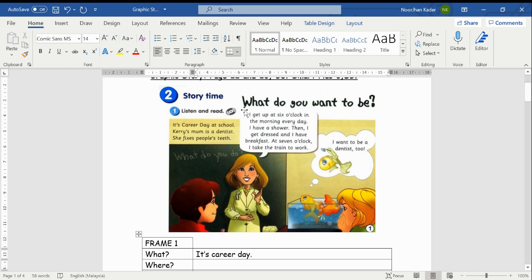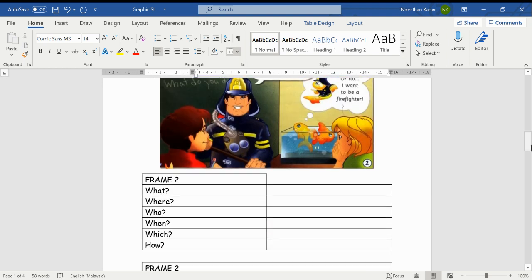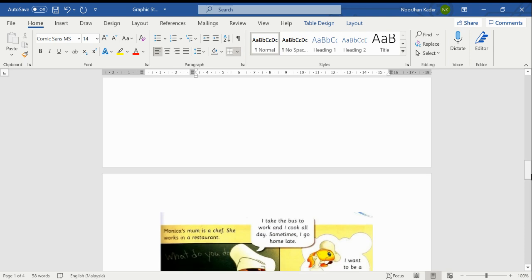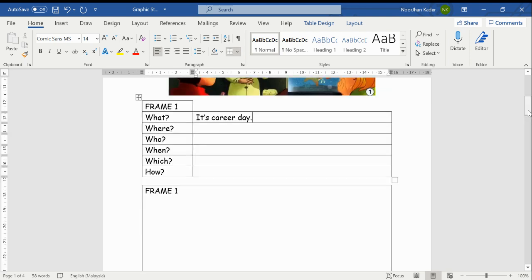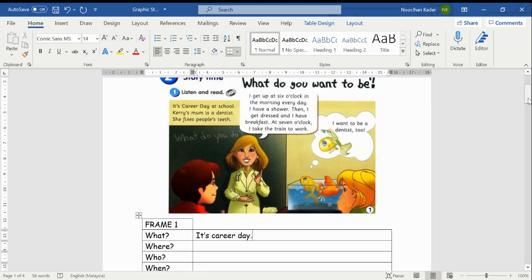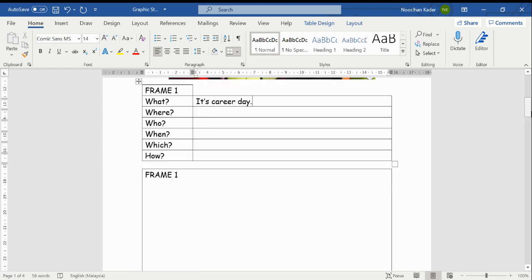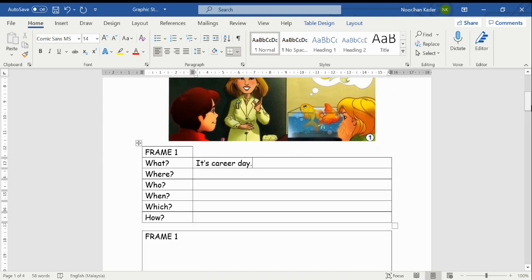I forgot to tell you just now, the title of the graphic story is actually what you want to be. So these four frames are visual storytelling of occupations, and of what the children would like to be. That is what the storytelling is all about. Sorry, just now.